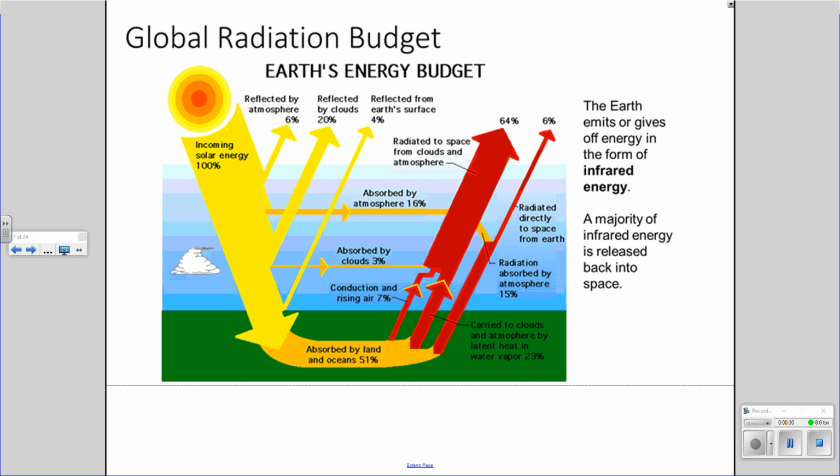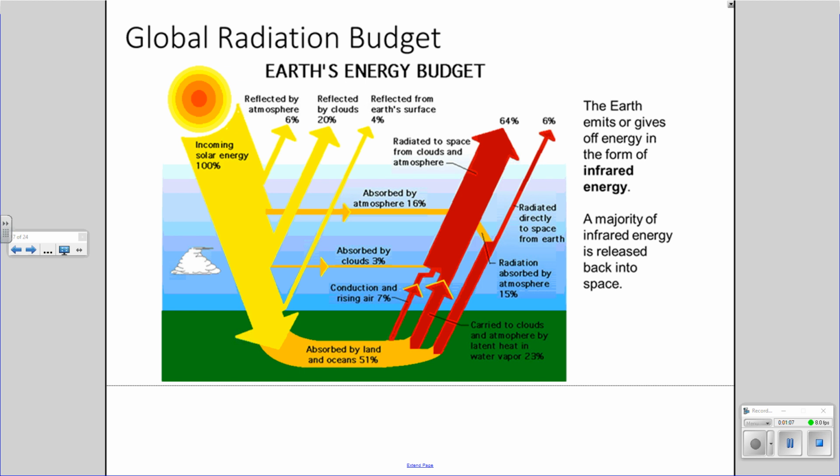Now, typically, in the global radiation budget, you're going to have 100% incoming solar radiation from the sun, or visible light. Just about half is going to be absorbed by the land and the world's oceans, and then the other approximate half is going to be either absorbed in the atmosphere or reflected back into space. Now, the portion that gets absorbed by the land gets re-radiated back up towards the atmosphere, which warms the planet.